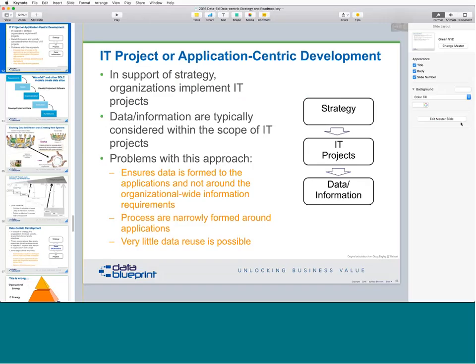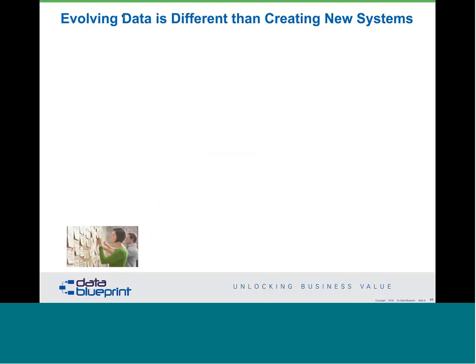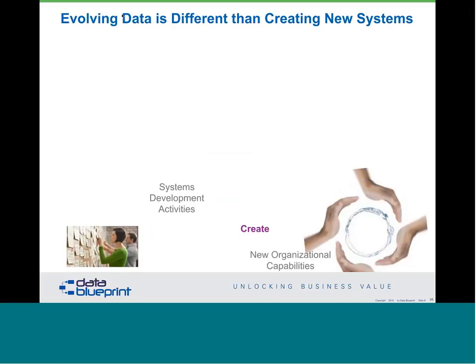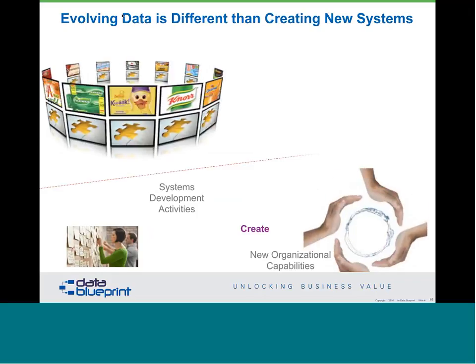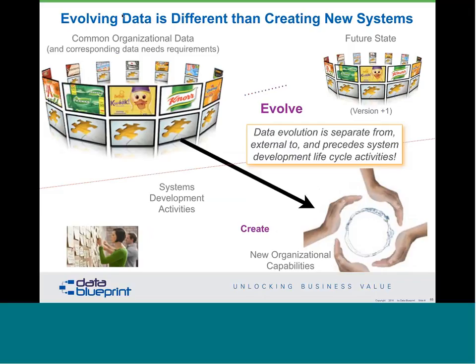So again, great question. Keep this in mind, and if you come up with a better articulation, share it with us, because these are tools for you guys to use. Data is different than IT. Data must precede. Data must be separated from, and it must be external to. The only way you can justify that.